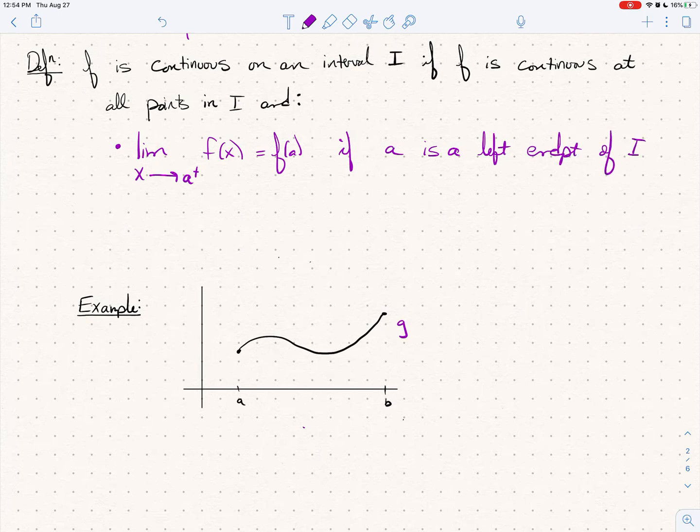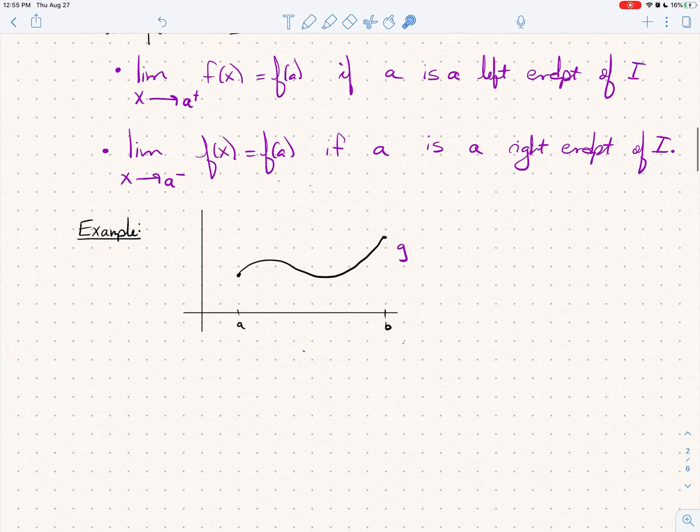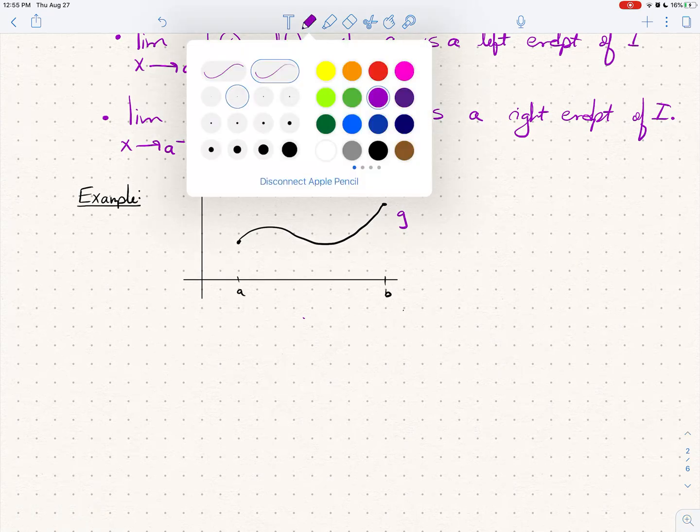of I, and then we want the limit as x goes to A from the left of f of x to be f of A as well if A is a right endpoint of I. And I say if because it may be that you have a ray that starts at a point and then goes out forever. There may be no right endpoint or no left endpoint, so on and so forth. And so now this example makes sense. You can say, okay, let's write down what we wrote last time.